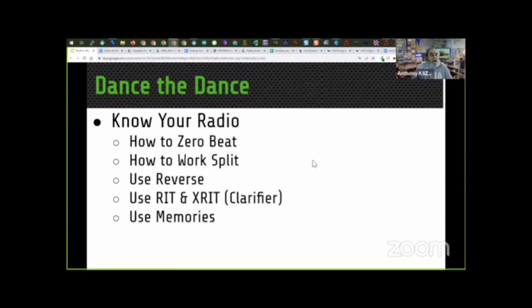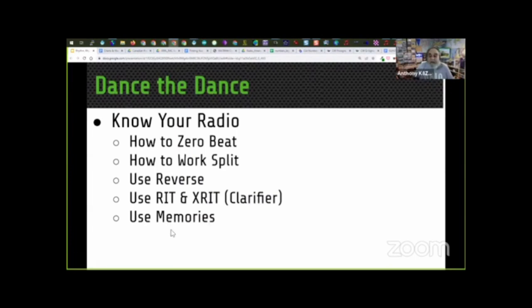Know your radio, know how to zero beat another station, know how to work split, and how to quickly listen to the frequencies that the other stations are calling back on. Know how to use the reverse button or use the A-B switch on your VFO. Know how to use the RIT and XIT to move your signal, either to move your receive only signal and stay on the same transmitting frequency, or to move your transmitting frequency and stay on the same receiving frequency. Now, Yaesu on some of their radios labels the RIT as a clarifier.